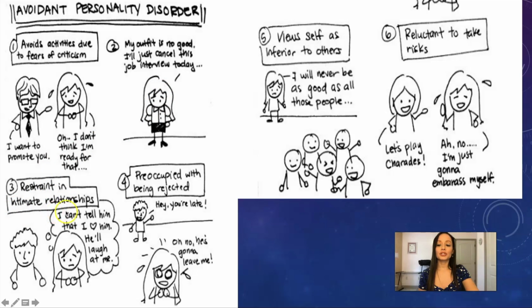Restraint in intimate relationships. I can't tell him that I love him. He'll laugh at me. A lot of times in avoidant personality disorder, perhaps they had a parent that was very hypercritical. So they responded by shutting down, by shutting themselves in their room and just avoiding that hypercritical parent so that they didn't have to deal with it. They're preoccupied with being rejected. Hey, you're late. Oh no, he's gonna leave me. And then they view themselves as inferior to others. I will never be as good as those people. And they're reluctant to take risks. Let's play charades. Oh no, I'm going to just embarrass myself.